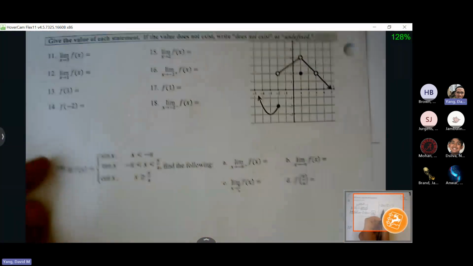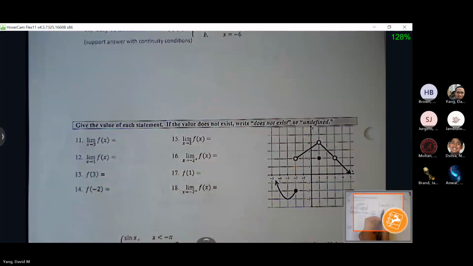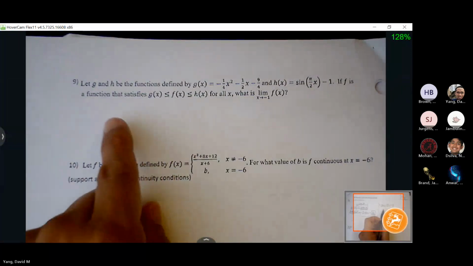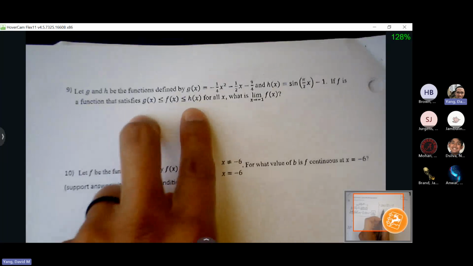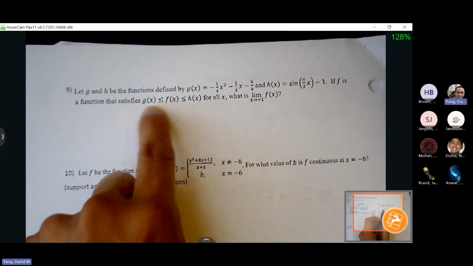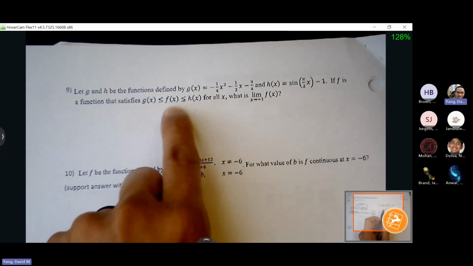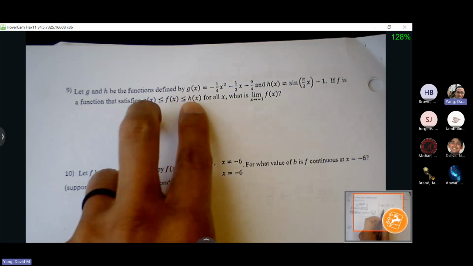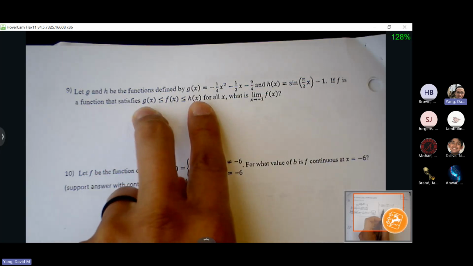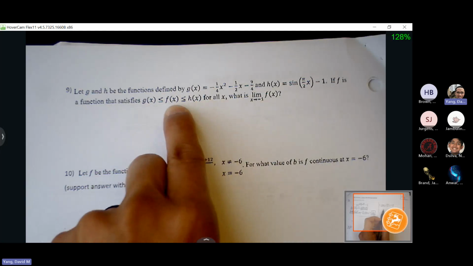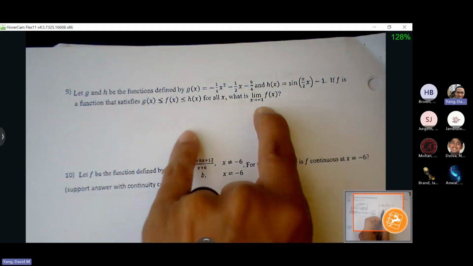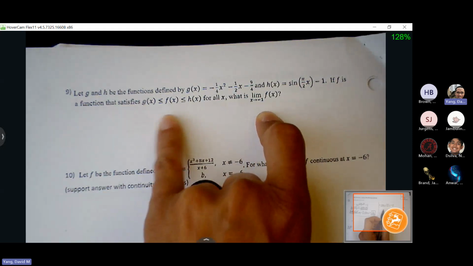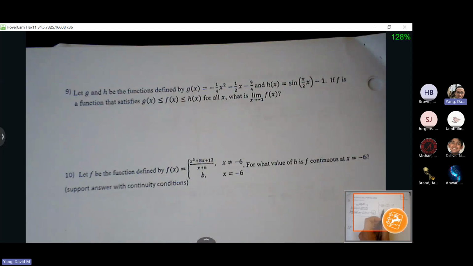Okay, next page, number 9. We have g, f, and h that are shown in this relationship here. You've got lower, middle, and upper function. You have the upper and lower functions defined. It's just the middle function that's unknown, but we're trying to find the limit as x approaches negative 1 of that middle function. This is the squeeze theorem. And so we should have to set everything up.